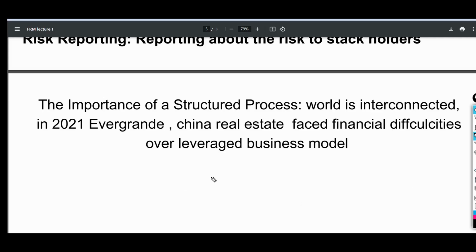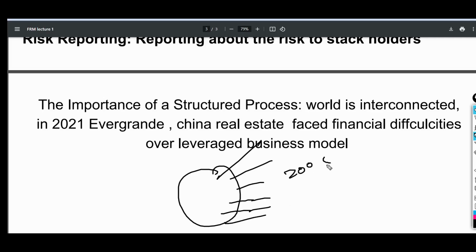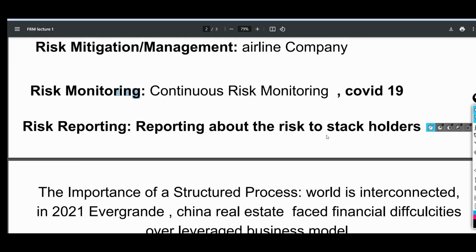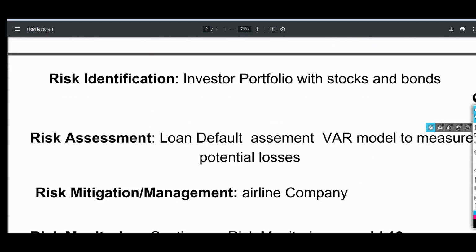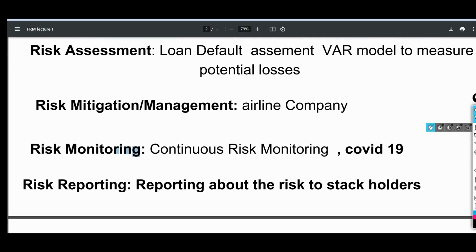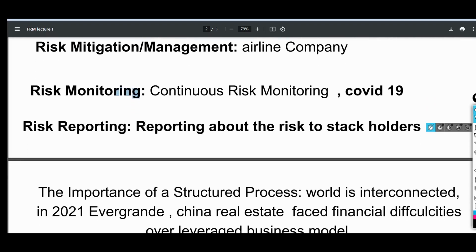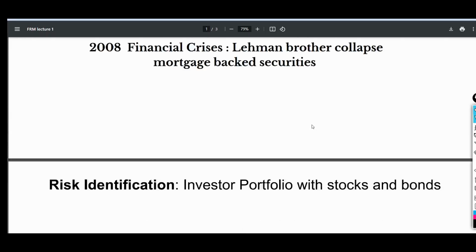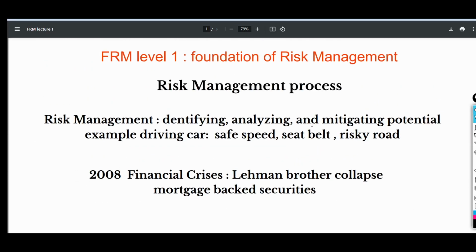Otherwise it can have a systemic impact on the entire financial system, because that's what happened in the 2008 financial crisis. The mortgage backed security problem became a global problem, and there was a global recession at that time. So what is there in the risk management process? Risk identification, then risk assessment, mitigation and management, risk monitoring, and then you have to report risks to the stakeholders and the regulators also. This is about the first class. In the next class, we'll see measures and management of the risks with some real world examples.